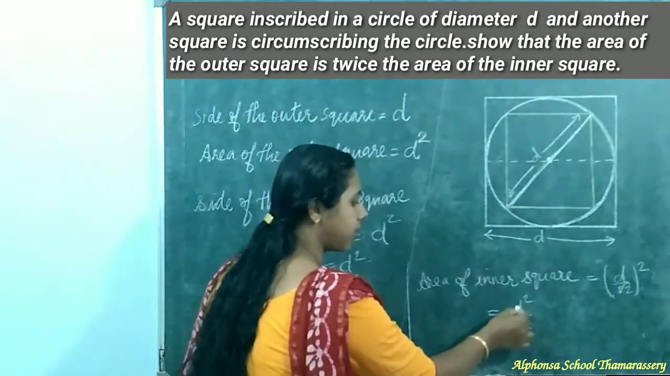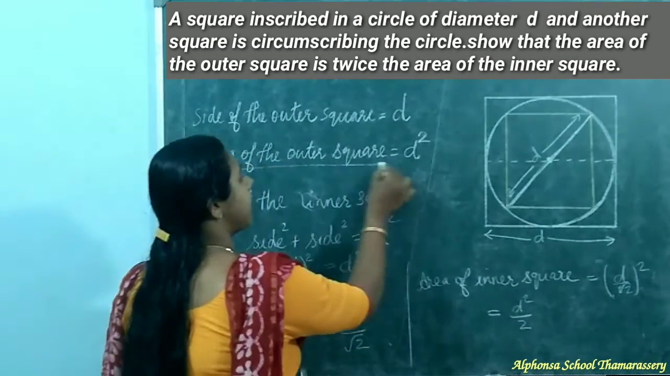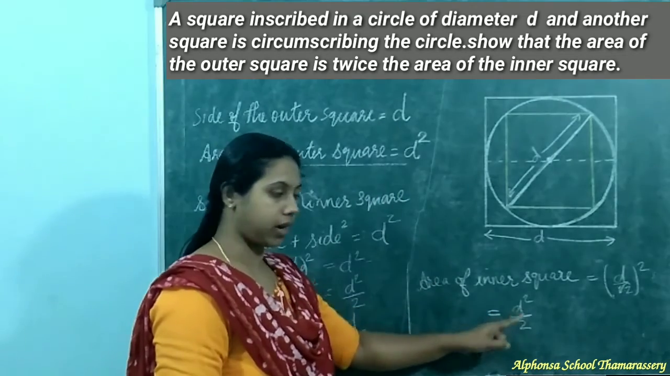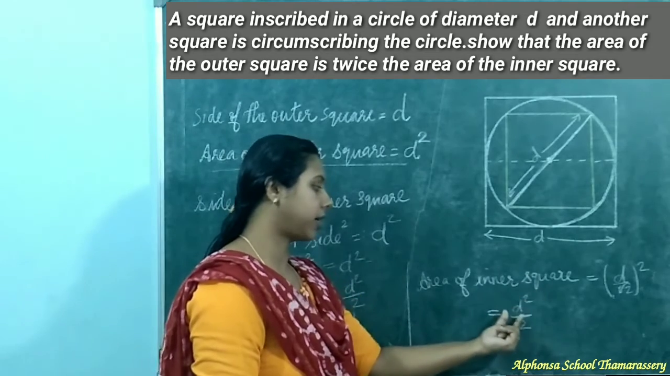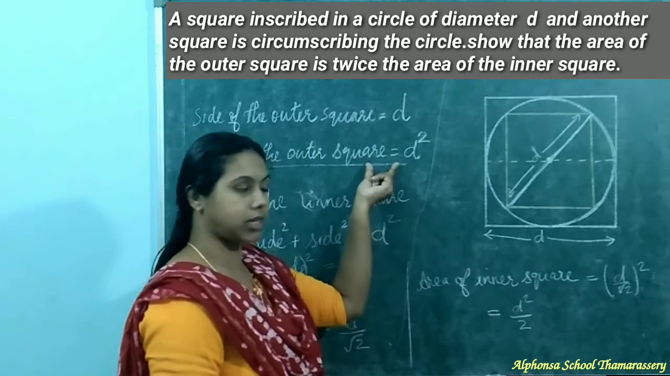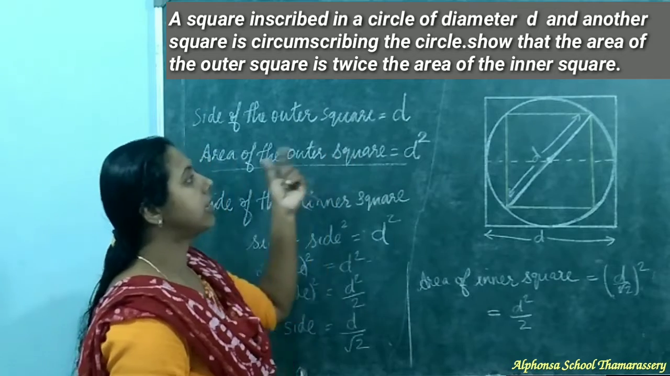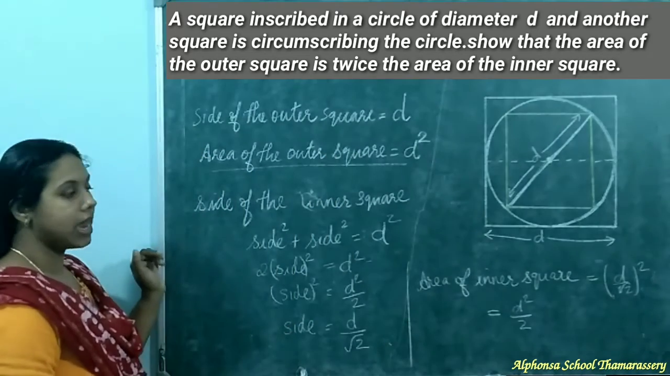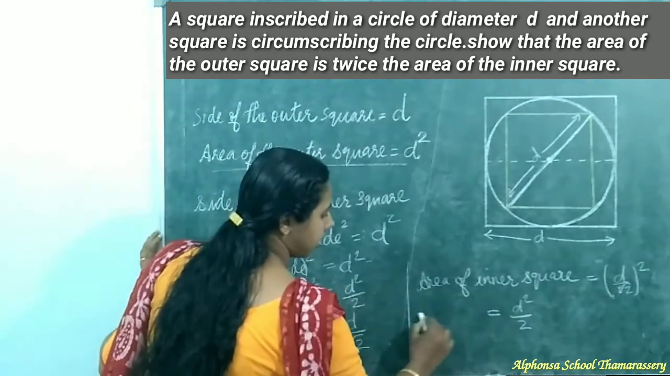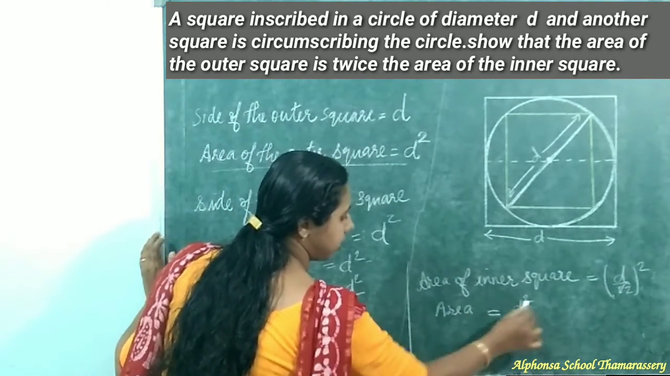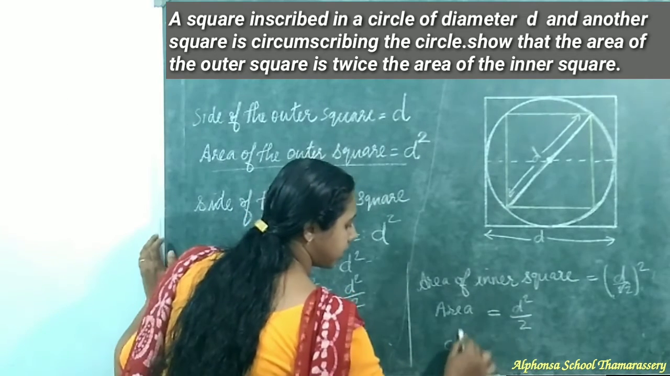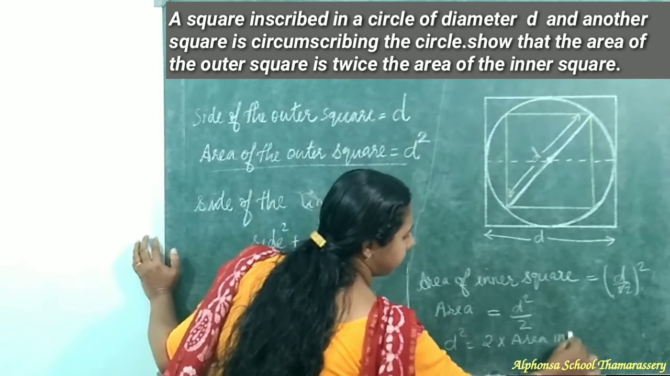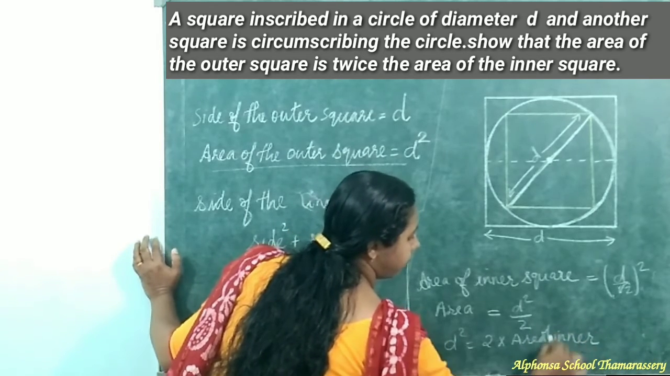What is this d square? That we already found out, that is the area of the outer square. Area of outer square is equal to d square. Area of inner square, we got it half of the area of this outer square. So we can prove that the area of the outer square is twice the area of the inner square. So here area of inner square is equal to d square by 2. So d square is equal to twice the area of inner square.